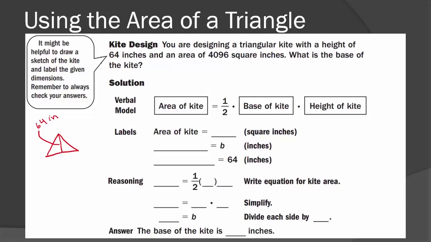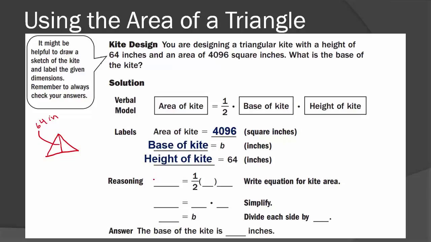So we can write a verbal model. The area of the kite is 1/2 times the base of the kite times the height of the kite. We know the area of the kite. We're given that that's 496 square inches. We need to find the base of the kite. We have that as b, so that will be the value we're looking for. And we're also given the height of the kite, which is 64. So we're going to plug in what we know and what we're looking for.